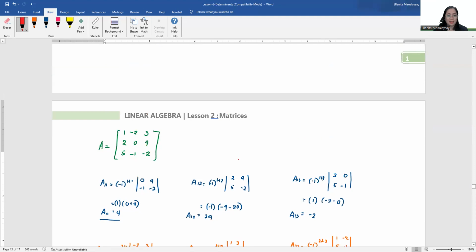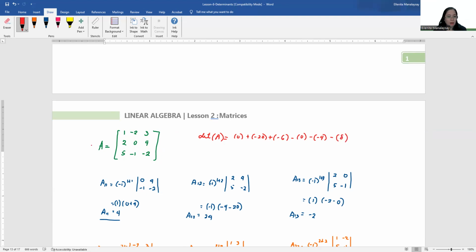So, this is matrix A. First, let's get the determinant of A. The determinant of A is equal to, okay, by Sarrus' rule, this is 0 plus -2 times 4 times 5 is -20, plus 3 times 2 times -1 is -6, minus 5 times 0 times 3 is 0, minus -1 times 4 times 1 is -4, minus -2 times 2 times -2 is +8.